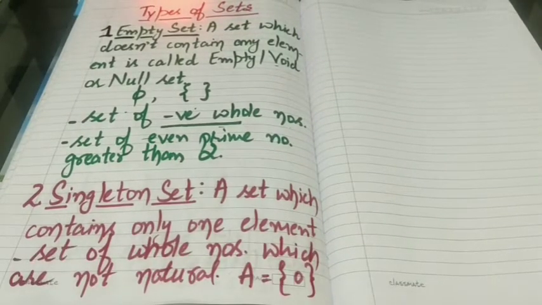And this example of the set of whole numbers which are not natural can be represented as set A equals, in curly brackets, only 0, because this set contains only one element.